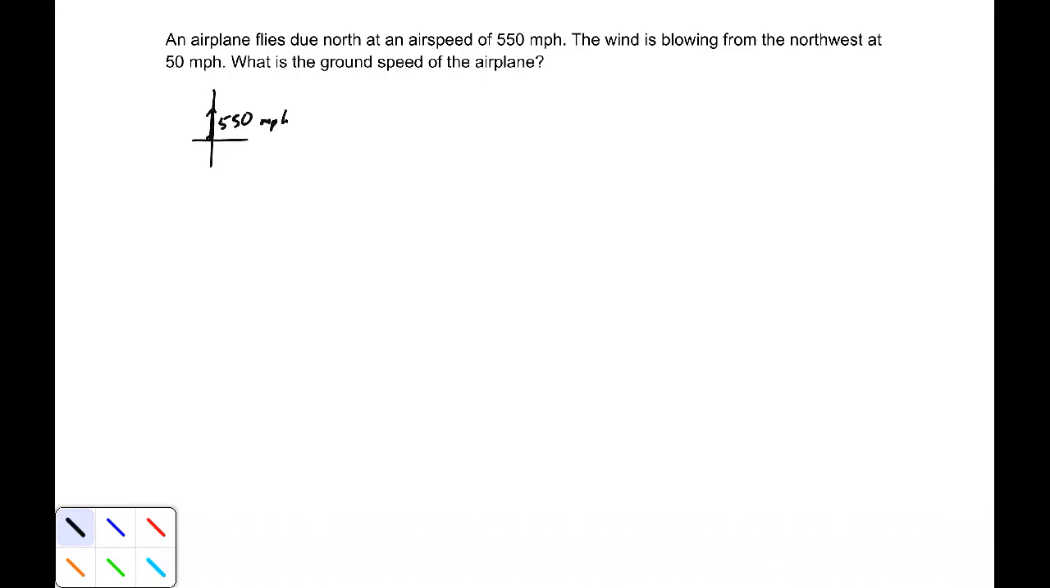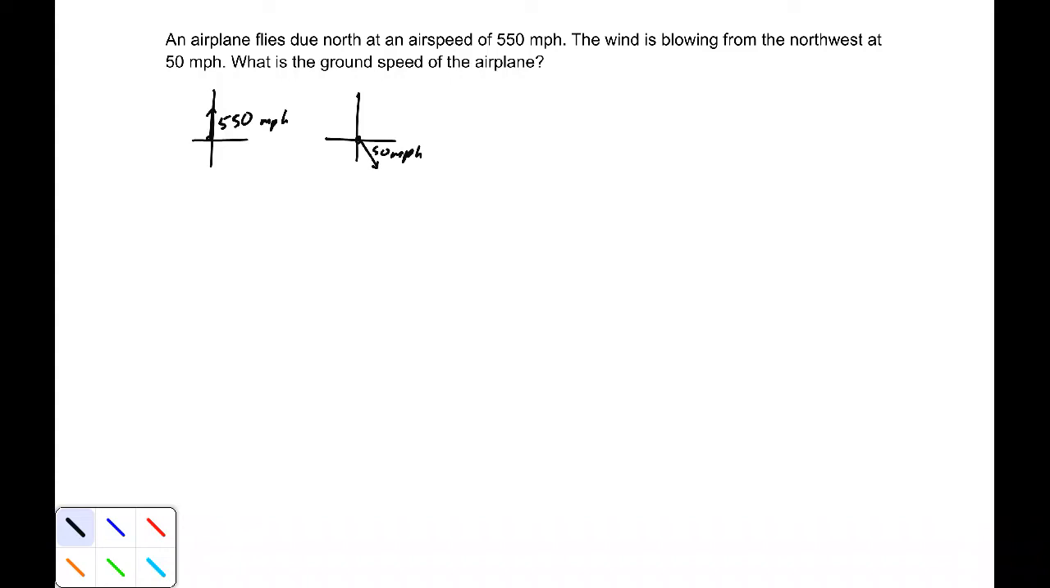Now, the wind blowing from the northwest at 50 miles per hour means the way I'm going to draw and represent this is that I will begin at the origin, going down and to the right, that is, into the fourth quadrant. That's where the northwest comes in. And we have a magnitude of 50 miles per hour.